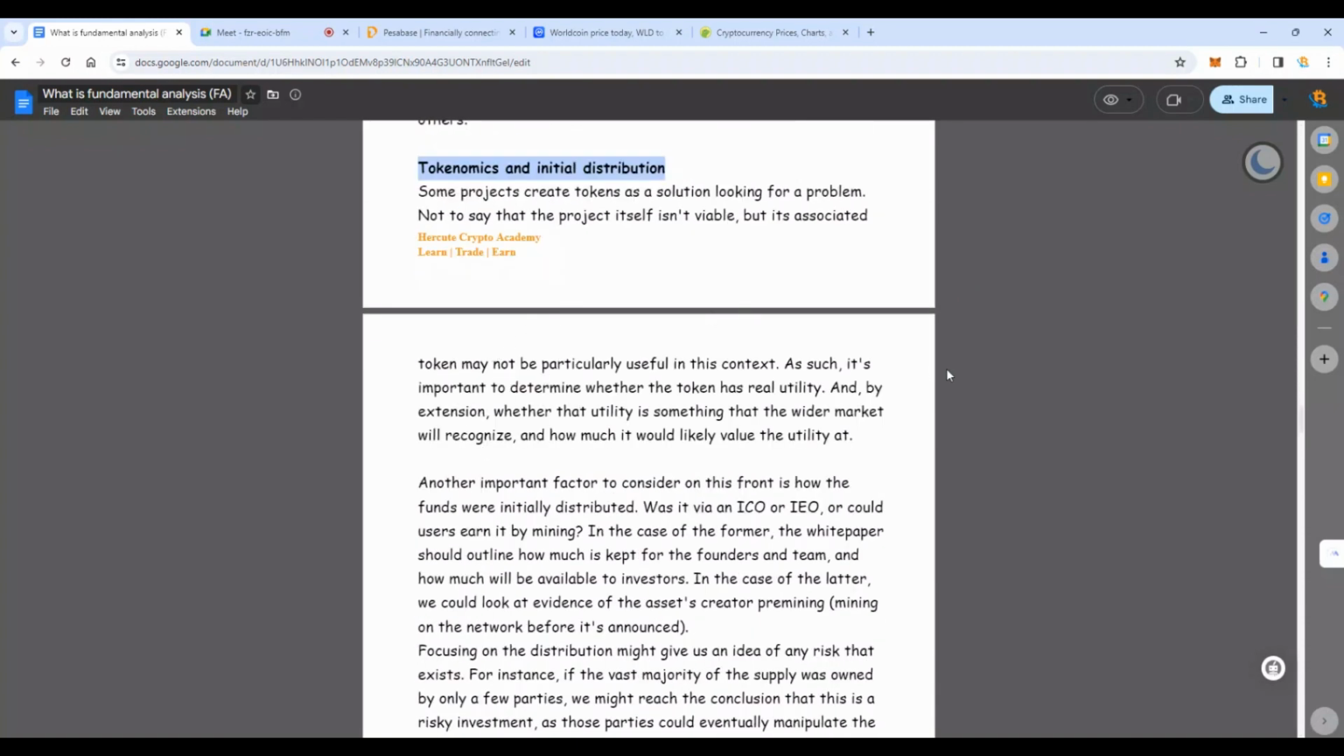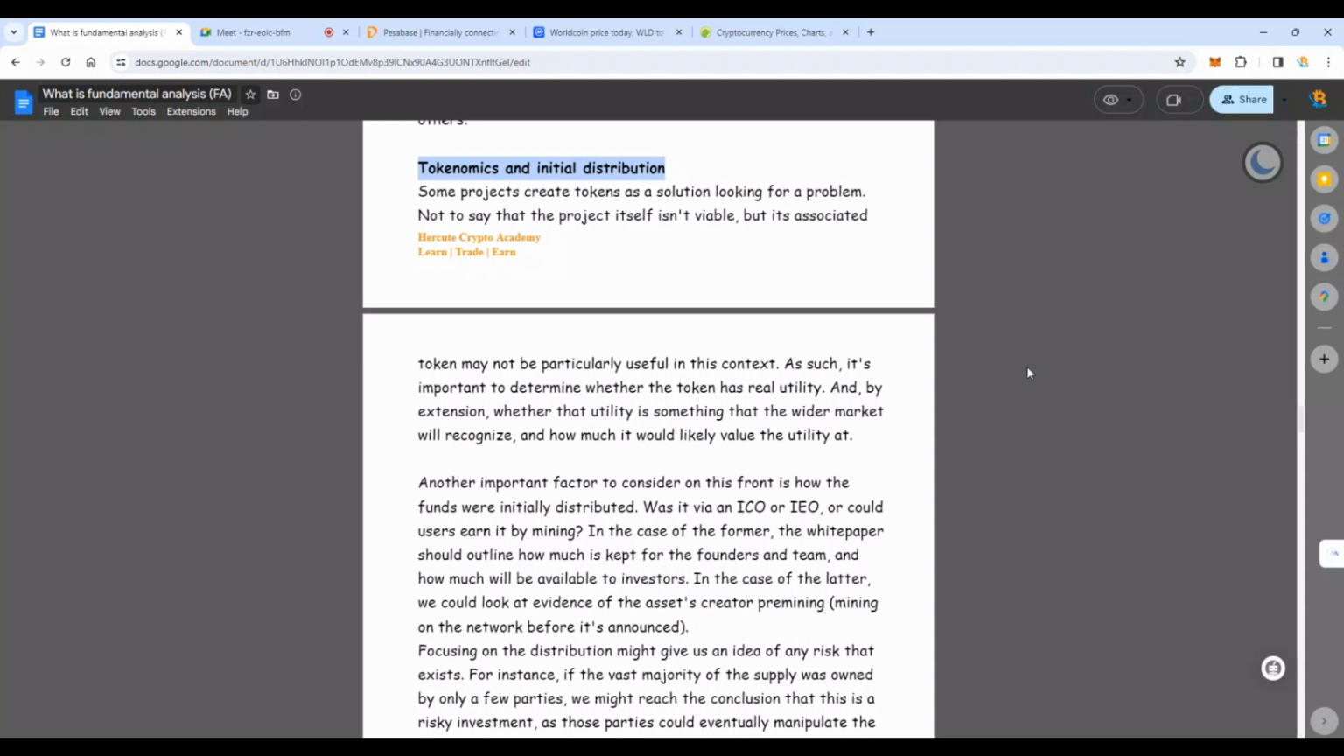Now, as such, it is important to determine whether the token has real utility, and by extension, whether that utility is something that the wider market will recognize and how much it would likely value the utility at. Another important factor to consider on this front is how the funds were initially distributed. And this is very, very important, because you don't want to invest into a project where 90 or 70 or 50 or even 60% of the token distribution belongs to only a small team of the guys who are behind the project and not the community.